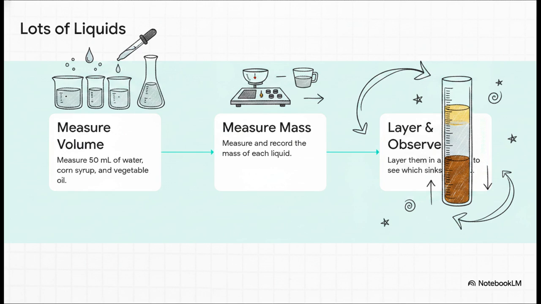And this is the aha moment. They'll discover that even though the volumes are completely identical, the masses are very different. That heavier corn syrup sinks right to the bottom. The water sits perfectly in the middle, and the lighter vegetable oil just floats right on top.